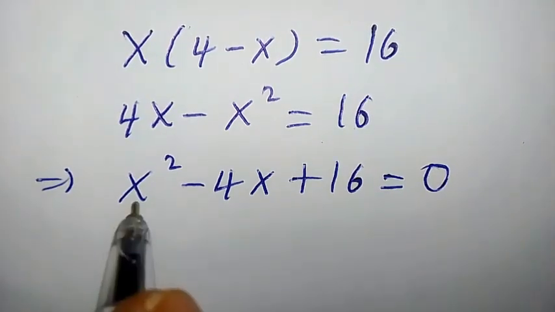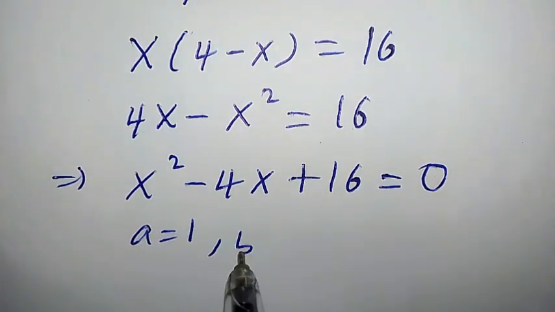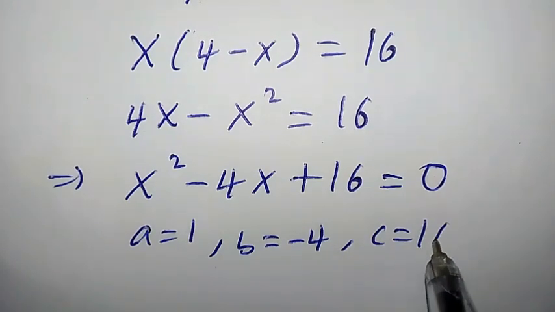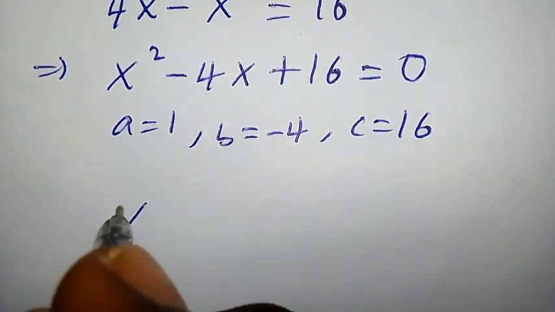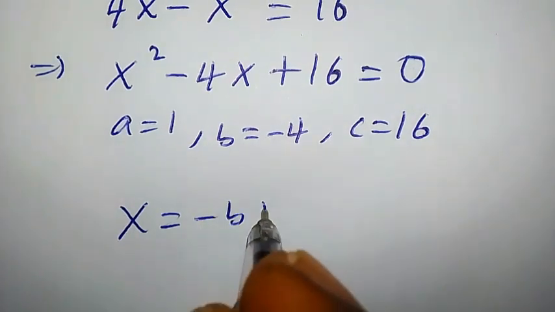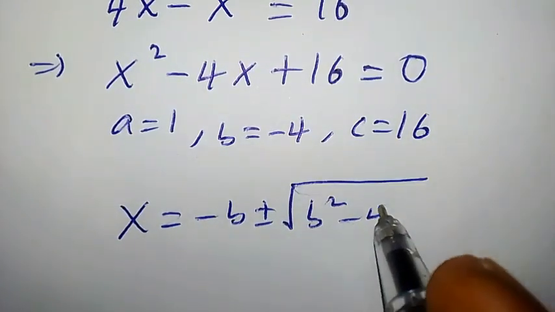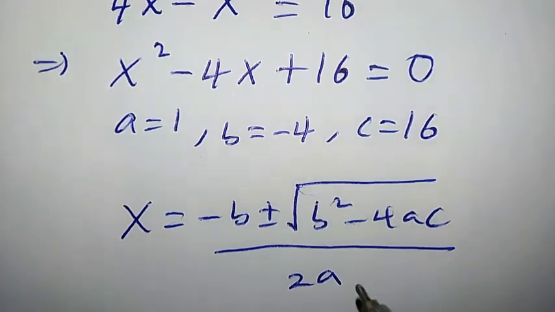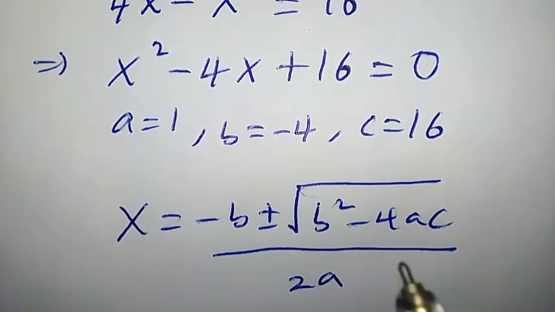So clearly, the coefficient of x squared here is 1. So a is equal to 1, b is equal to negative 4, and c is equal to 16. Now let us recall the quadratic formula. It says x equals minus b plus or minus square root of b squared minus 4ac all over 2a. We already have the values of a, b, and c, so let us plug them into the right hand side.